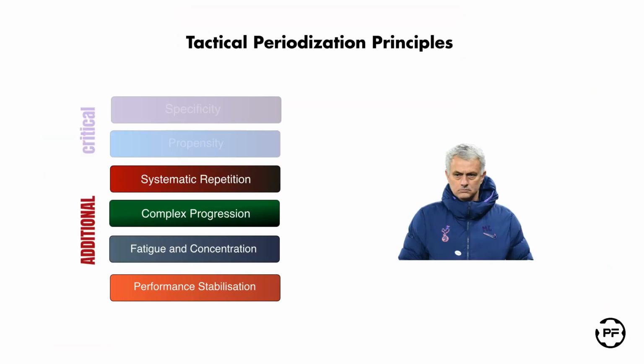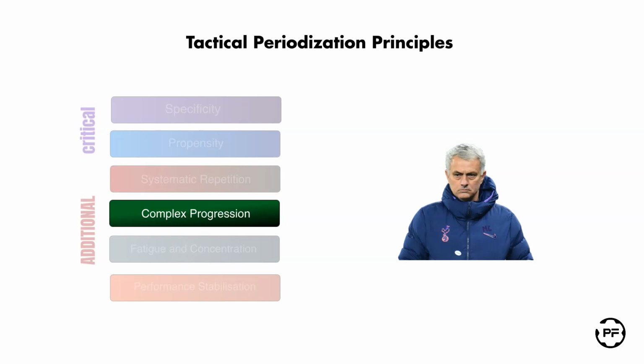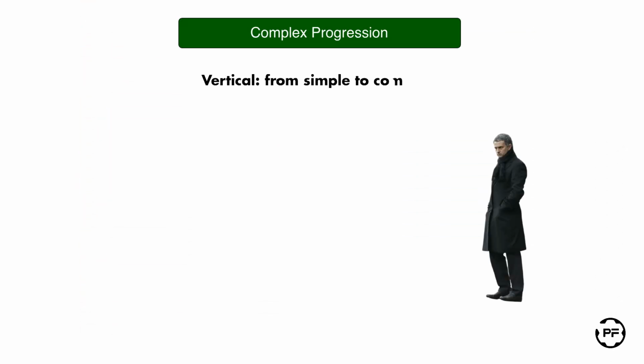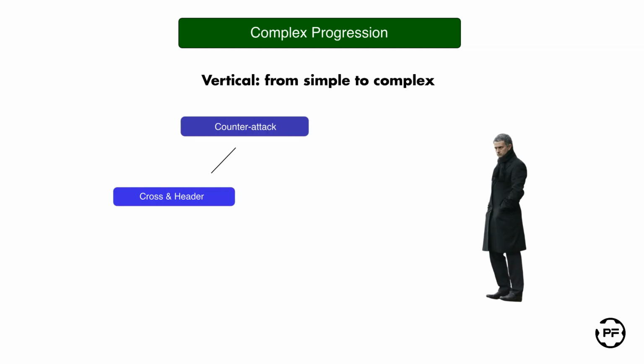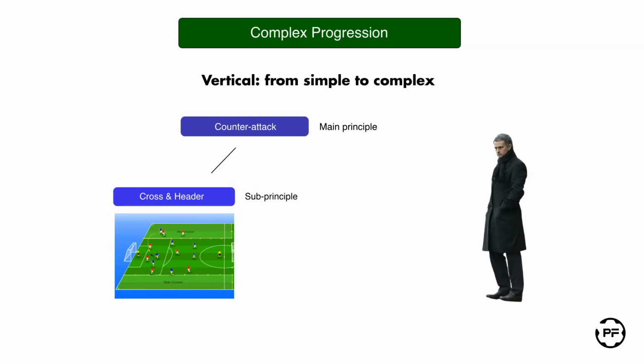Okay, let's now have a look at the principle of complex progression. As you remember, the vertical progression should always start from simple to more complex principles. If one of our main principles states that a team should make use of a counterattack that might comprise crossing and heading, then we should first start by teaching how to cross and head, and not with a more complex counterattacking behavior.